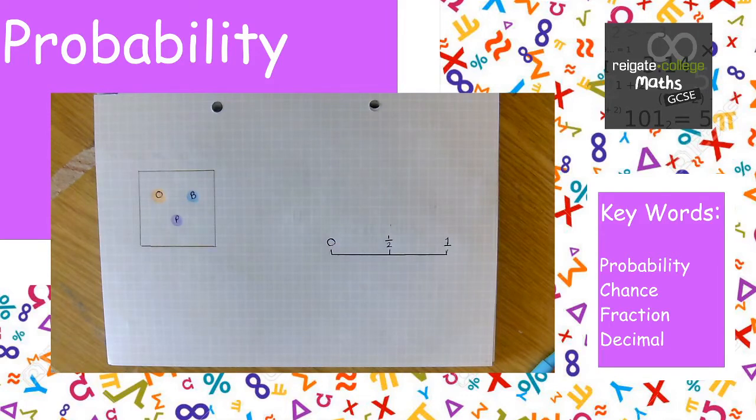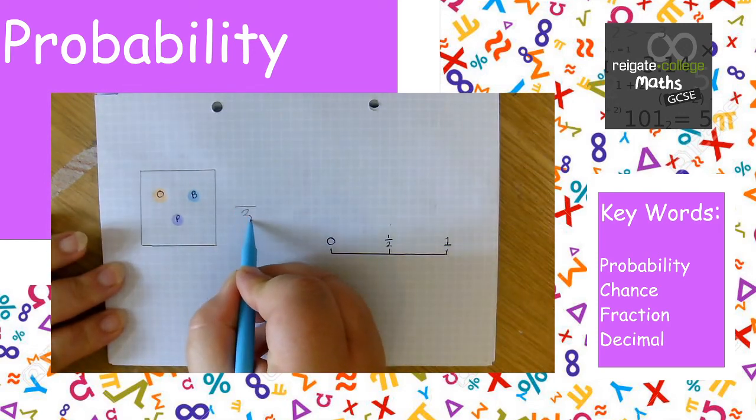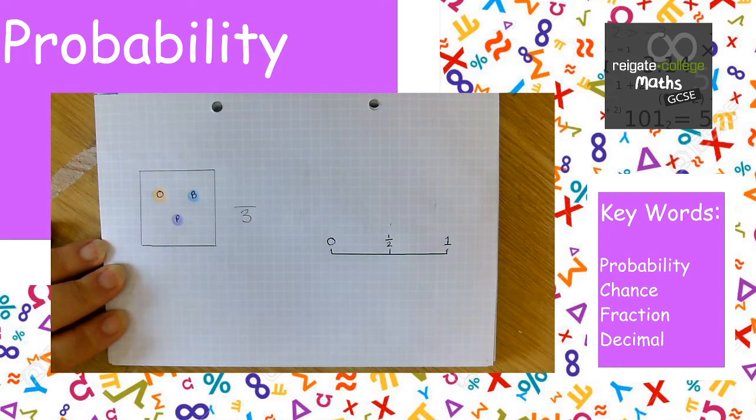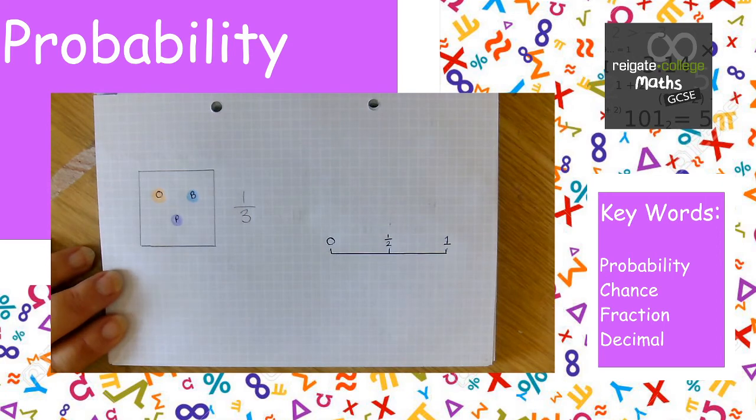Here I have a probability line. I've got 3 counters in my box, and I'm asked for the probability of pulling 1 counter out of the box, that is blue. If I'm going to tackle this question and put my answer on the probability line, I first need to work out the probability as a fraction. What is the probability of my pulling a blue counter out of the box? My probability is out of the total number of counters in the box, that's 3, and the probability of it being a blue is 1 because I have 1 blue counter.